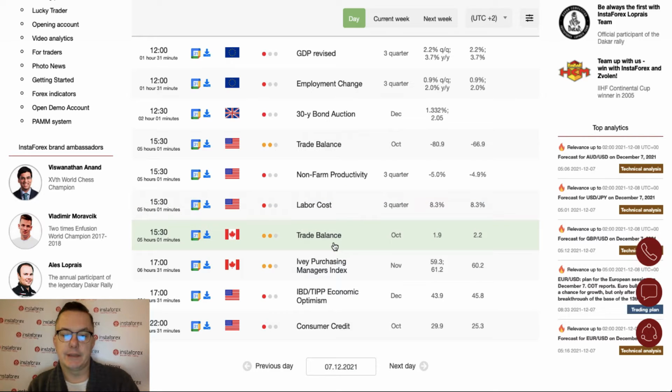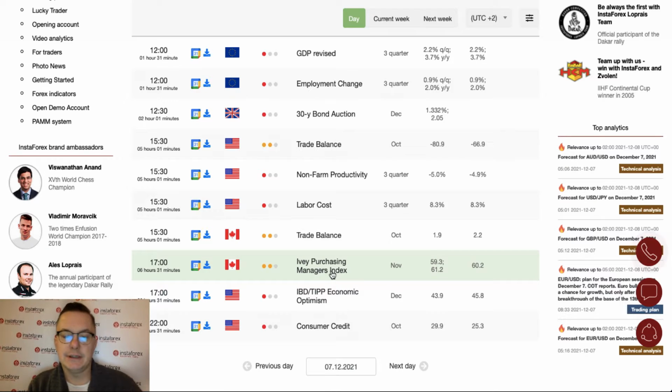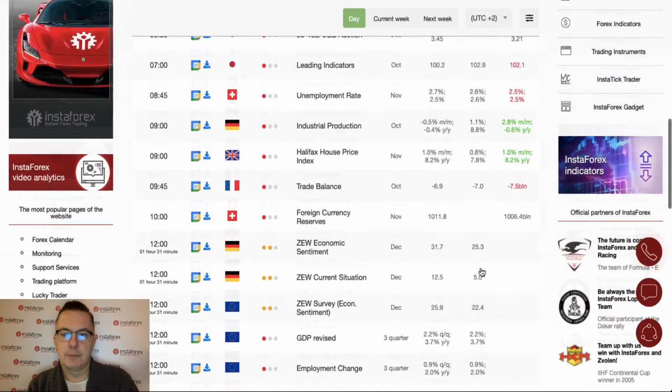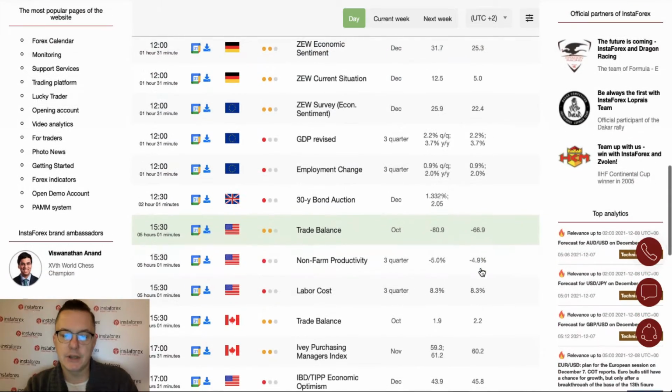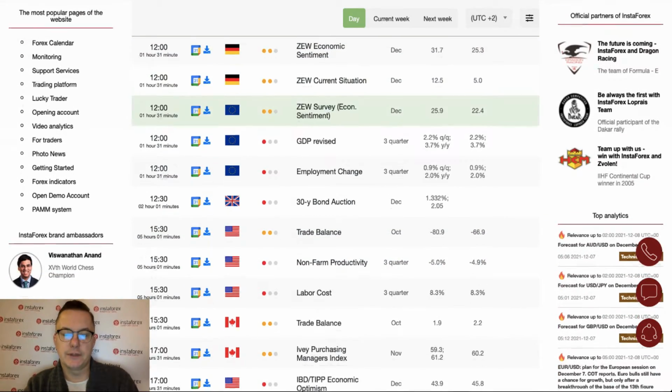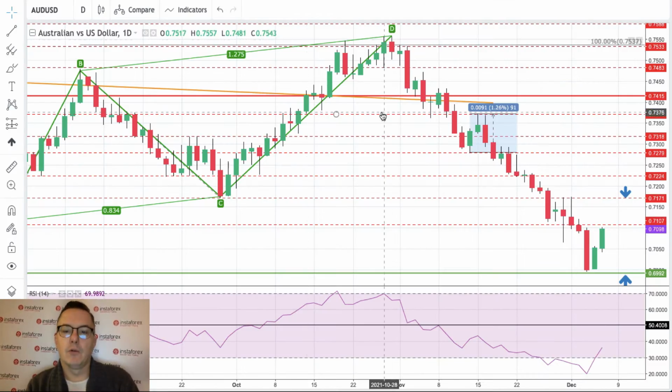Then some data from Canada in the form of trade balance and the Ivey purchasing managers index. As you can see, the purchasing index is scheduled at 5 p.m. It's supposed to beat the last reading of 59.3 with a number of 60.2 points. So kind of a busy day today, but not that much. So let's start with the Australian dollar and then we will see where this will get us.